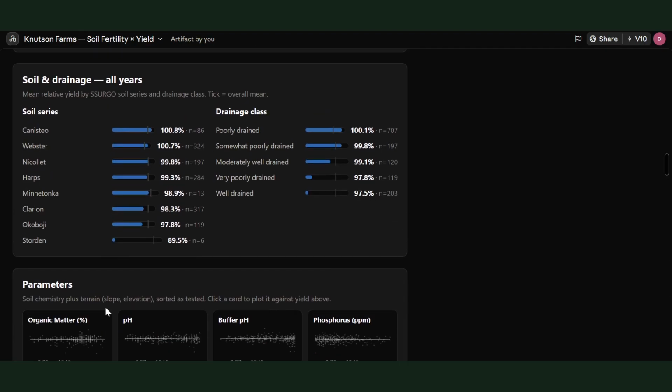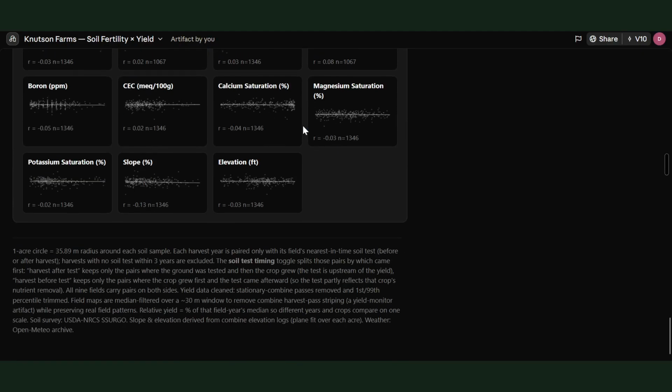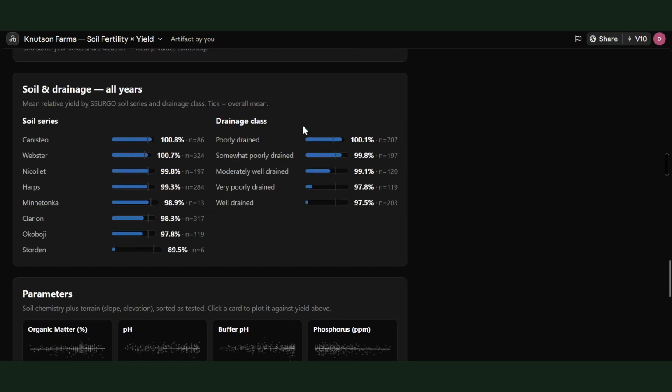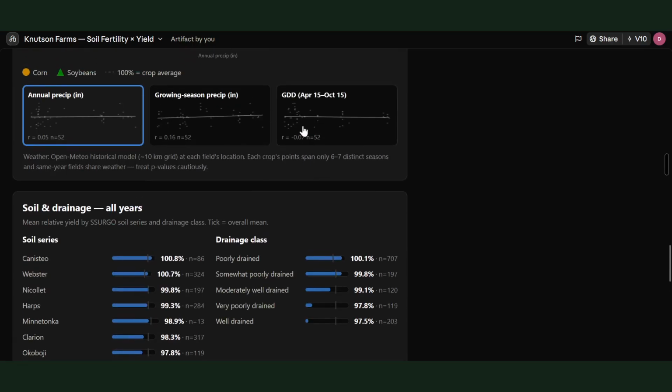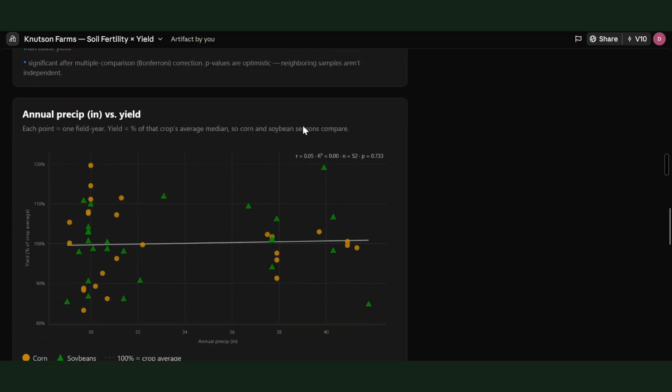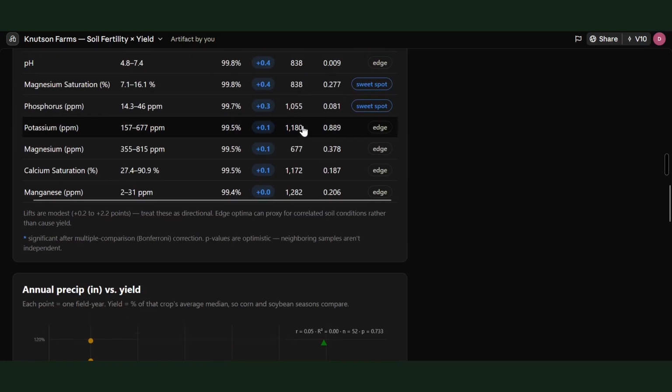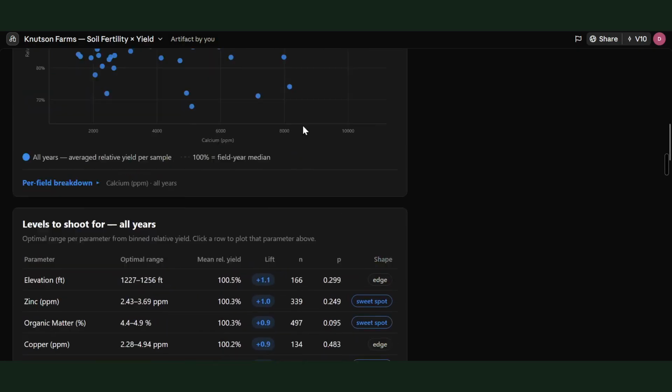As far as what did best, the poorly drained a lot of the time was actually doing better than the well drained, and that's probably because most of this ground is well tiled. So poorly drained has the best nutrients and the best and most consistent moisture.